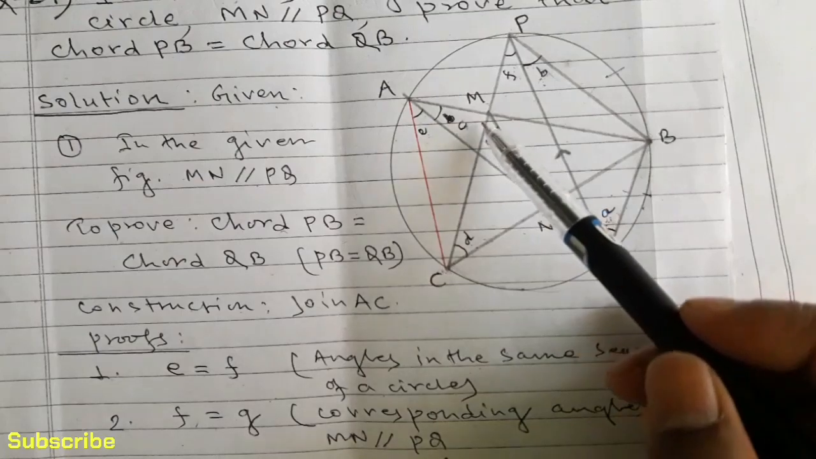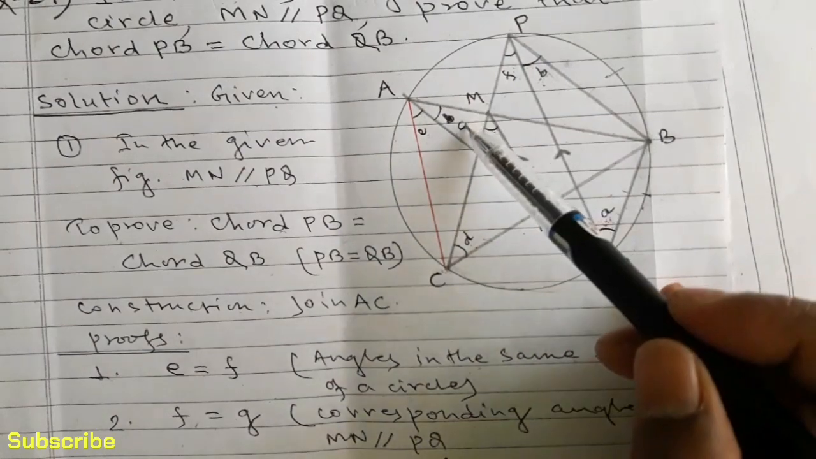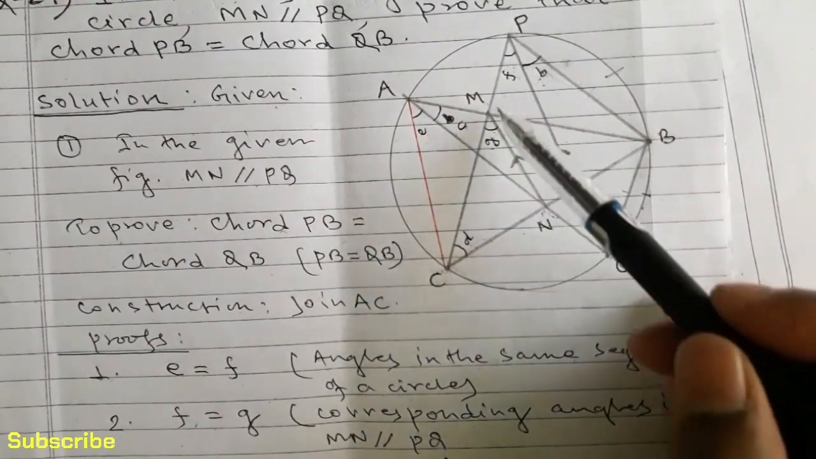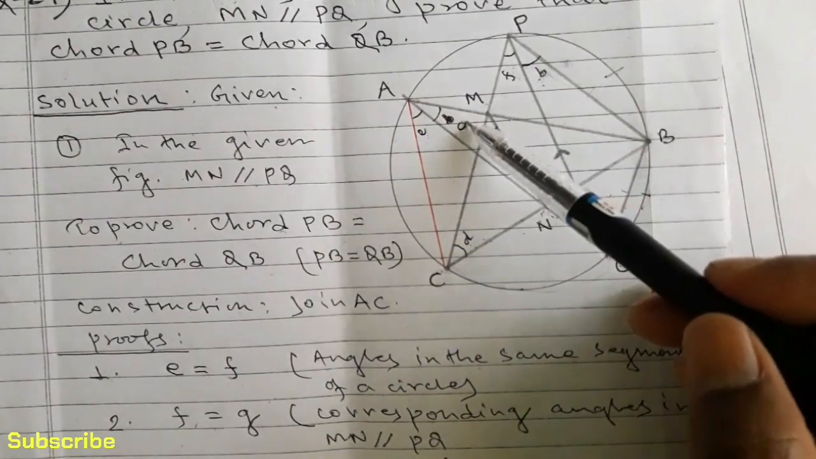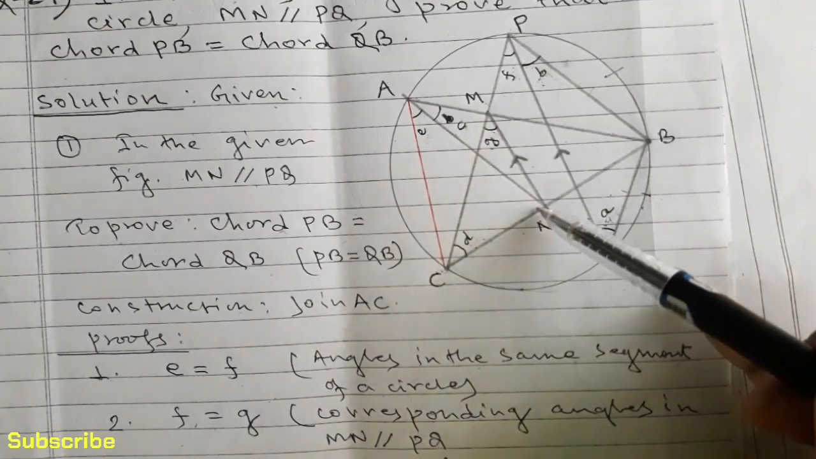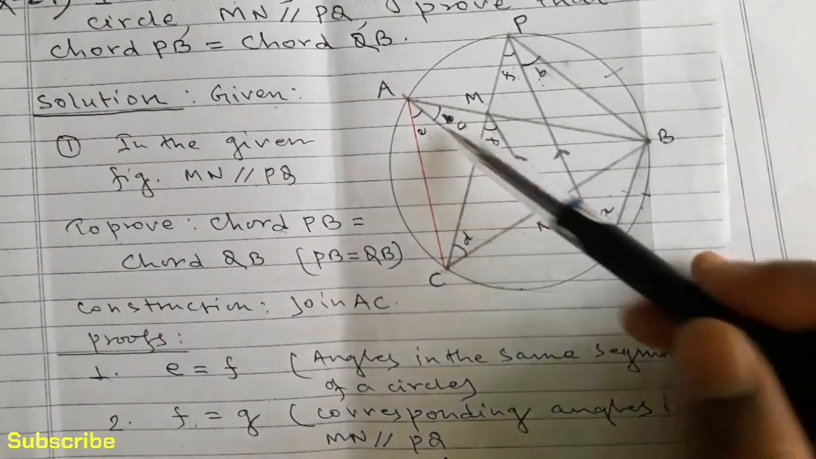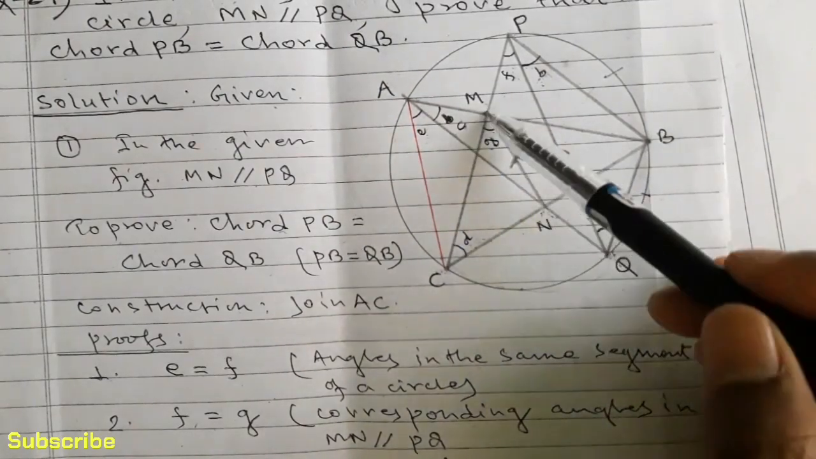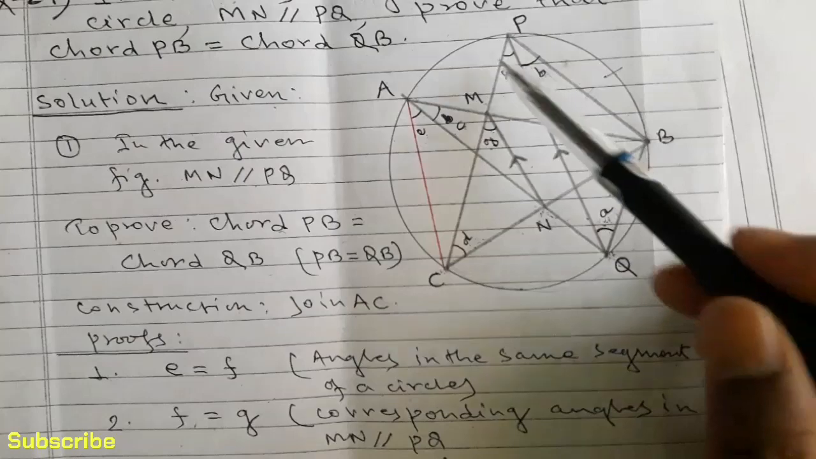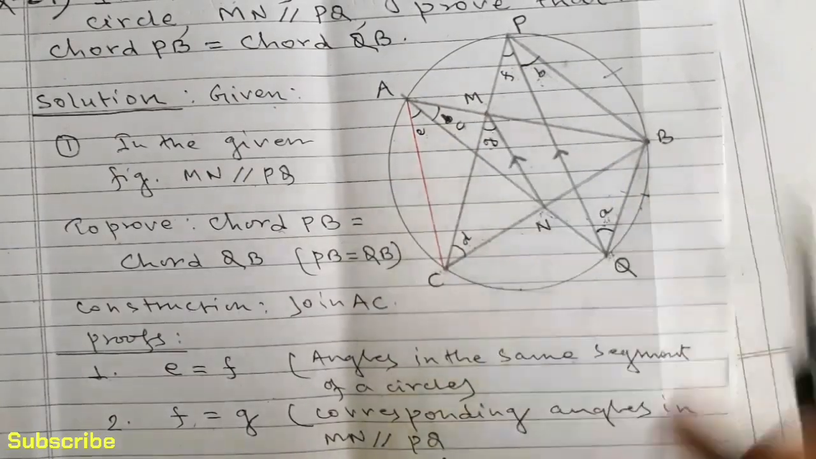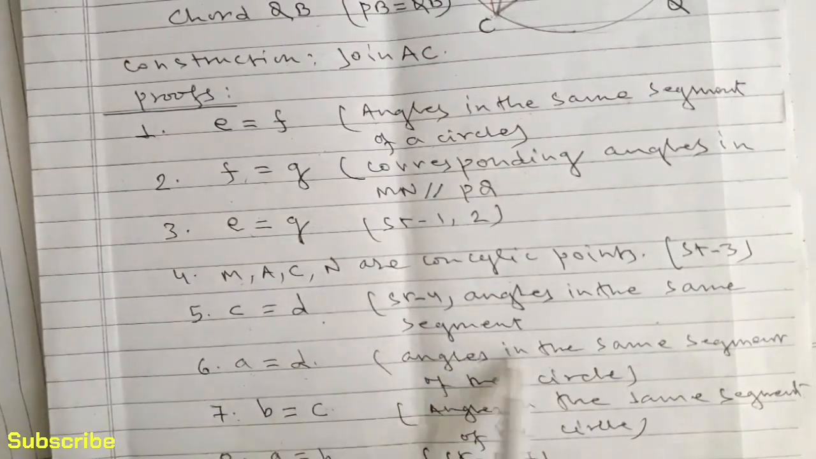now we can write angle C is equal to angle D. Dear students, angle C means angle MAN, we have supposed as C, and D means angle MCN. So already we have shown four points concyclic. So now we can take angle C is equal to D, which are also in the same segment. Angle C is subtended by MN, and angle D is also subtended by MN at the circumference. So we can write C is equal to D, because the four points are concyclic, angles in the same segment of a circle.